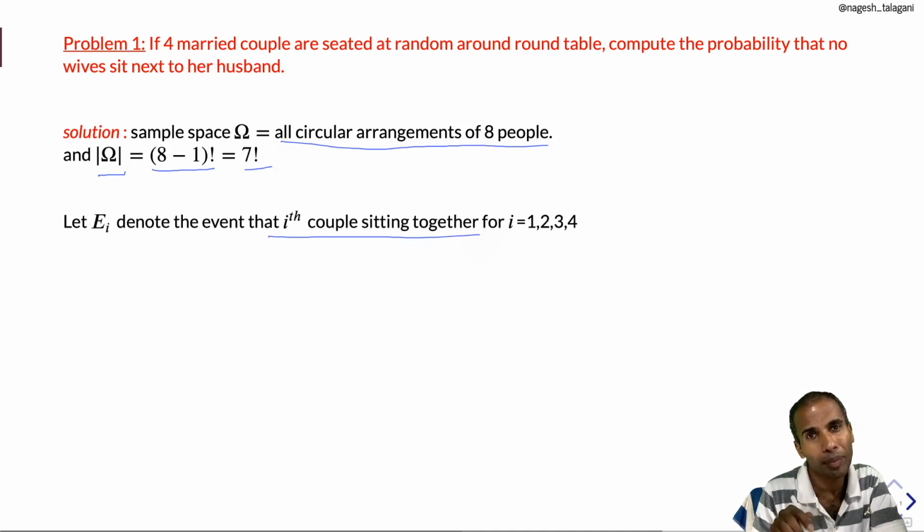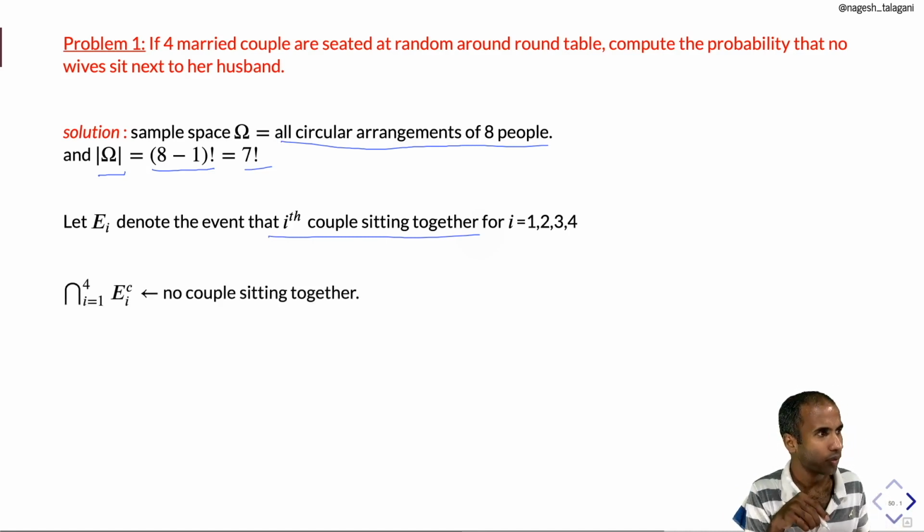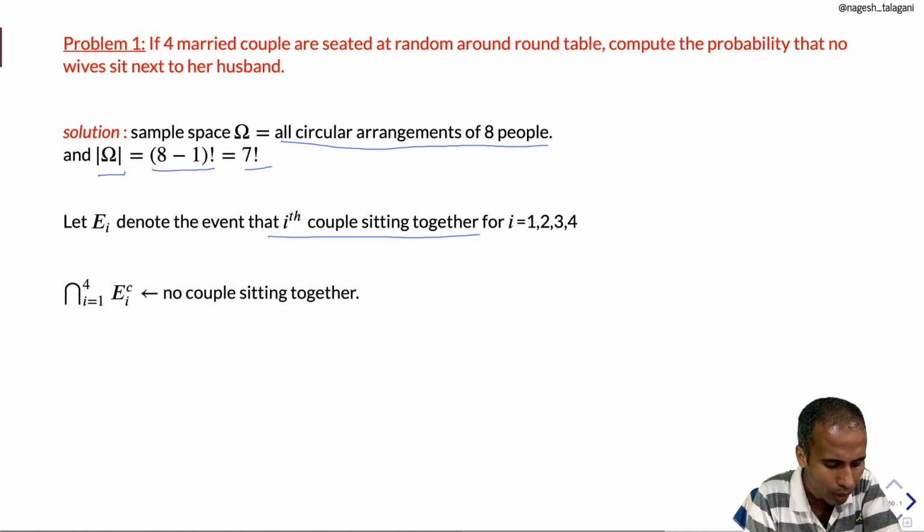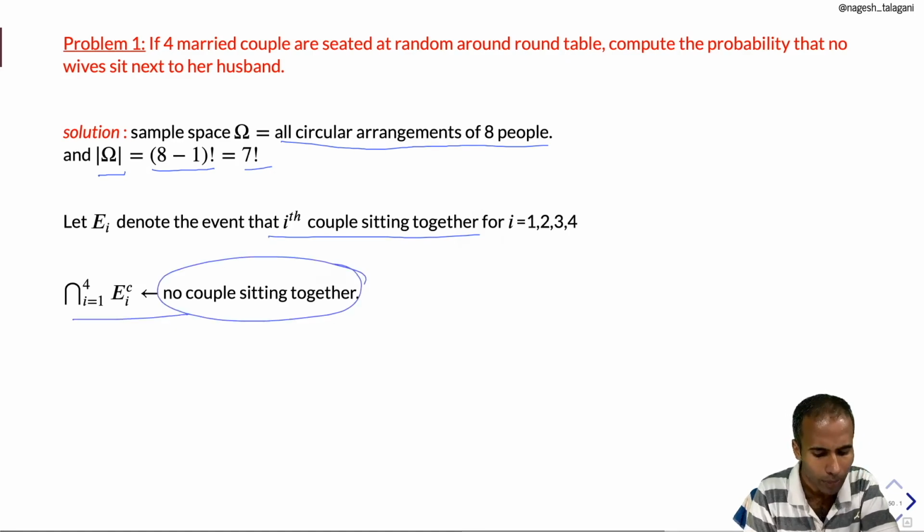Then Ei complement will denote the event that the ith couple is not sitting together. What is our event of interest? Our event of interest is that no wife sits next to her husband, which means simply no couple sitting together. So our event of interest can be expressed in terms of E1, E2, E3, E4 as follows. Intersection i equal to 1 to 4, Ei complement will denote no couple sitting together. So now we are interested in this probability.